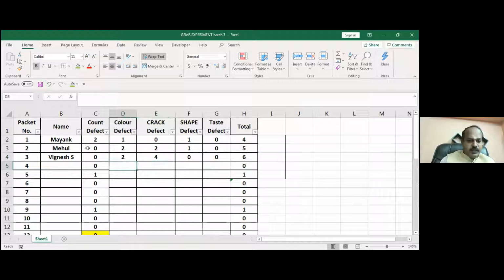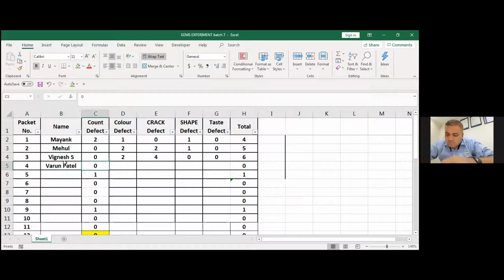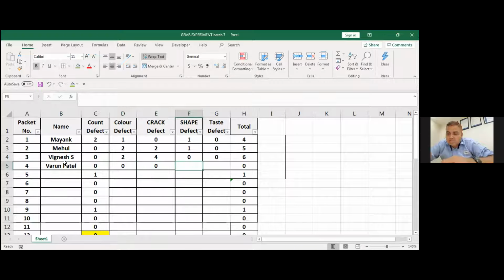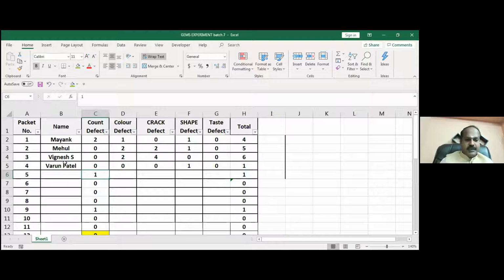See, I want you to give me the data like this. For example, Mayank data is 21010, Megul data is 02210, Vignesh data is 02400. Something like a phone number you tell me. Then Varun Patel. 10 means 0, right? So 0, 0, 0, 1, 0. Very good.